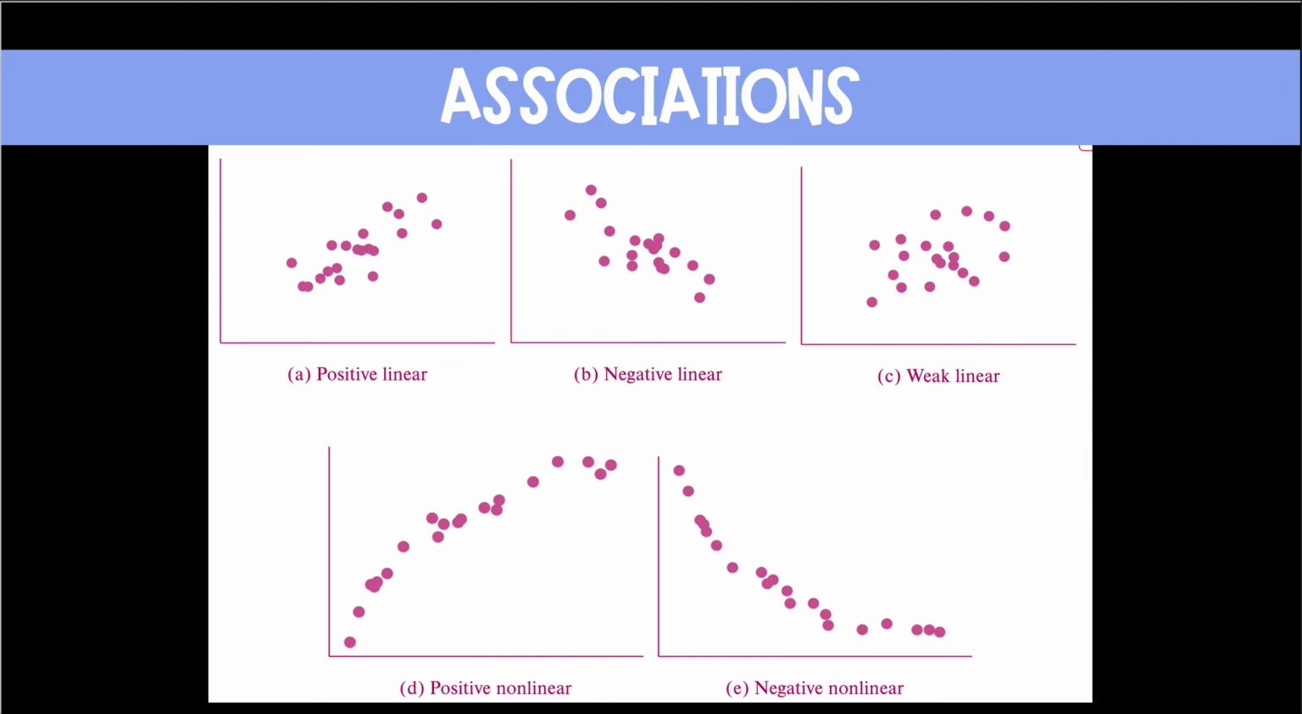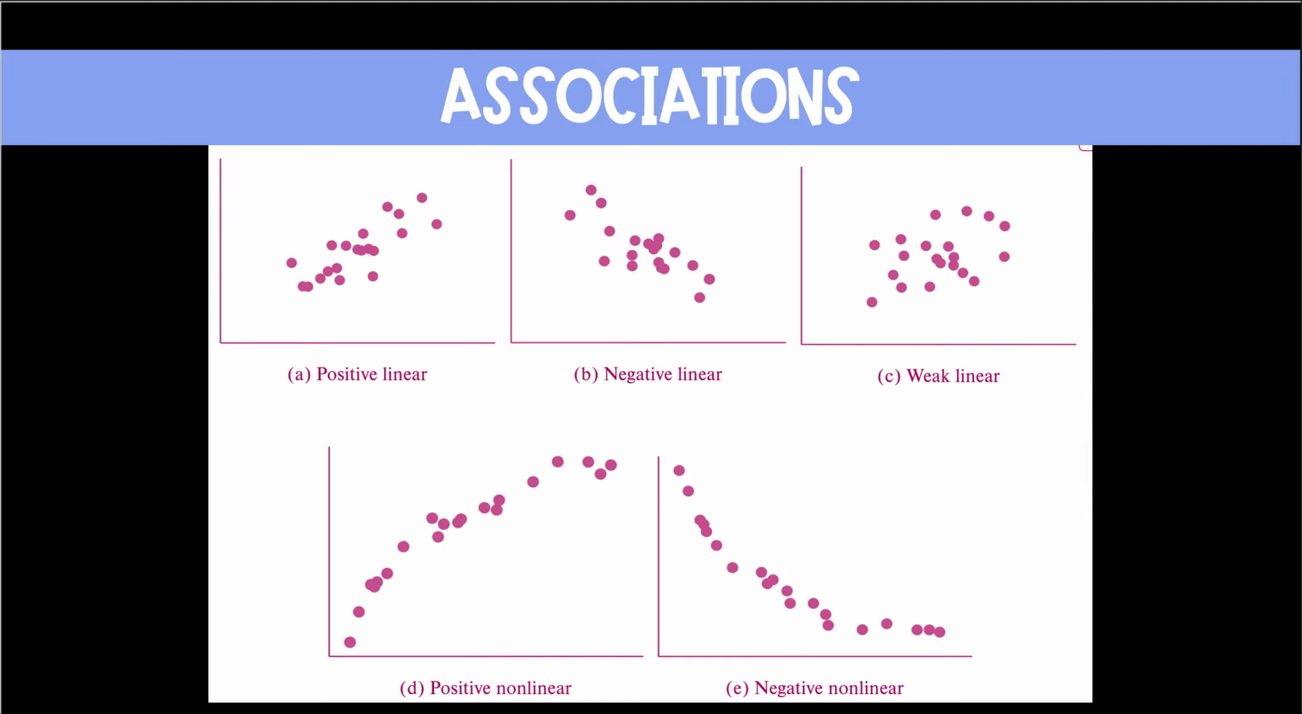If your graph looks like it's increasing from left to right, or if your graph looks like it's decreasing from left to right, that is how we're going to label our correlation. If there's no pattern at all, we call that no correlation. But if it kind of looks like your graph is going upwards or downwards, we call it weak linear.